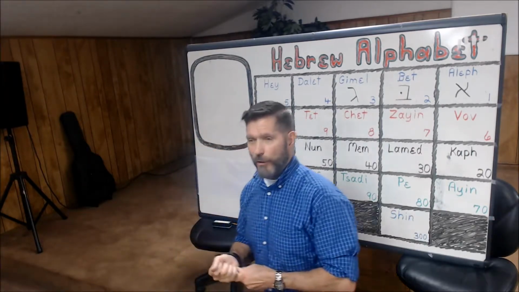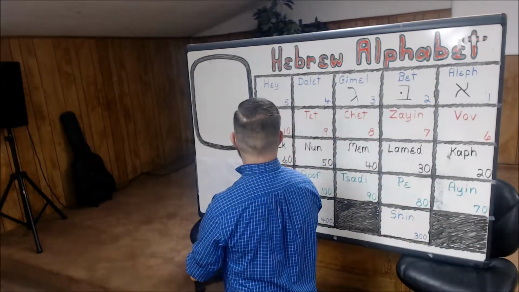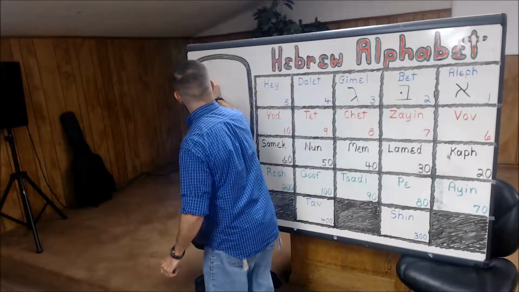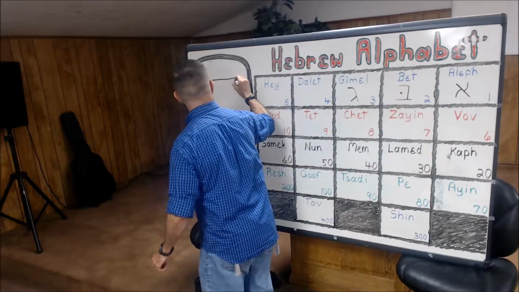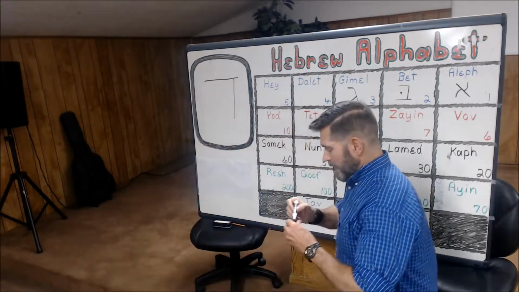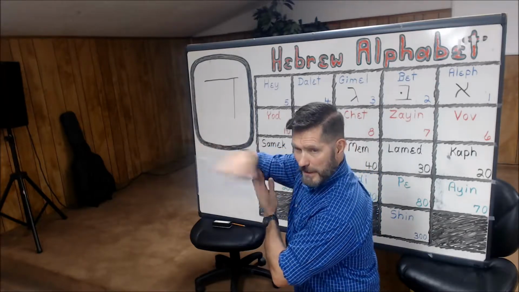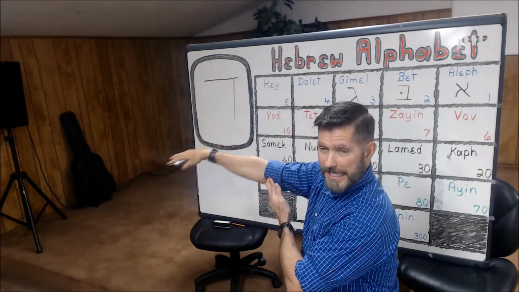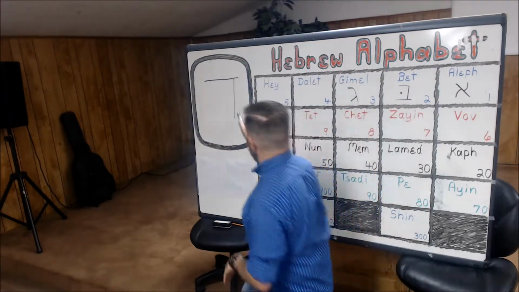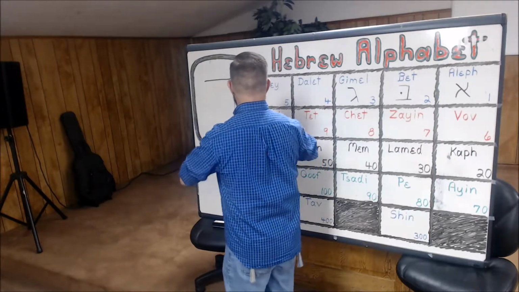Dalet, the fourth letter of the Hebrew alphabet. The numerical value is 4. And this is the way it looks. That's it. Try to think of like a door. It opens and closes. It's where we get the letter D, as in David. Like a door opening and closing. Dalet, numerical value is 4.